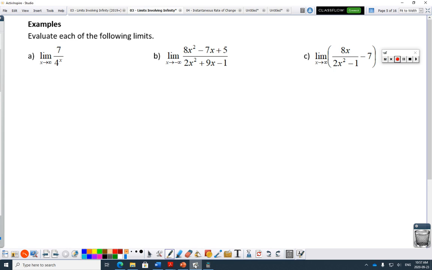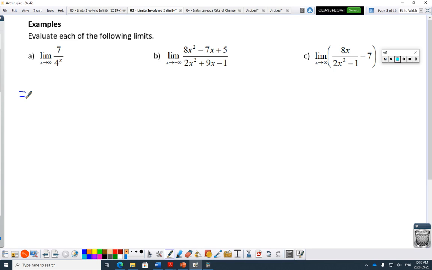So the rules are there if you don't understand what's happening. If I can get through to you about understanding what's happening, you won't need the rules anymore. You'll be like, oh, I got it now. This says limit as x approaches infinity of 7 over 4 to the power of x. Now, in advanced functions, we never had dealt with anything 4 to the power of x in the denominator. It was always x squared, x cubed.